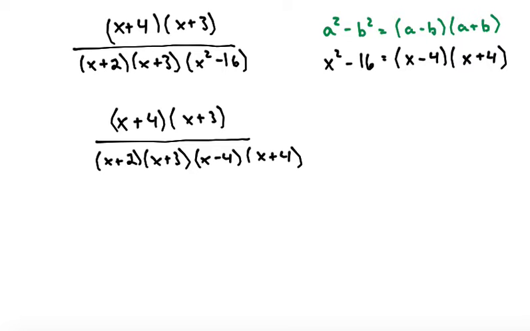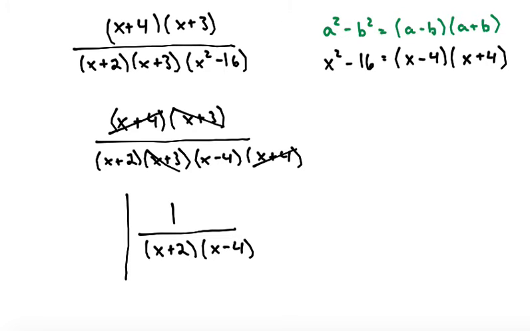So then from here, if there's any common factor on both top and bottom, we can cancel that out. So we can cancel out x plus 4s on top and bottom. We can also cancel out the x plus 3s on top and bottom. Notice that everything canceled out of the numerator, so when that happens, you want to leave a 1. And then the factors that stay on the denominator are the x plus 2 and the x minus 4, since they didn't get canceled out. And that would be the answer.